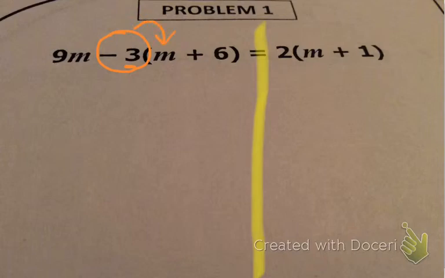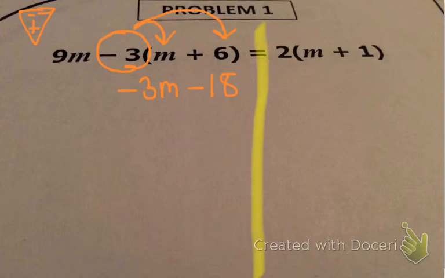-3 times m is -3m. -3 times +6. We know our integer rules. A negative times a positive is negative. So -18.